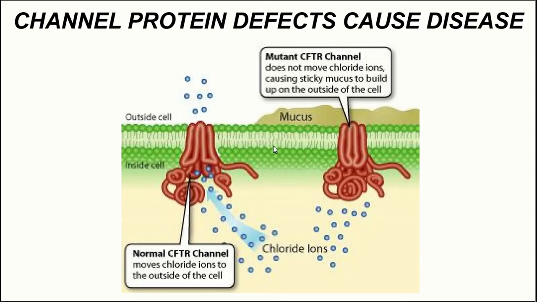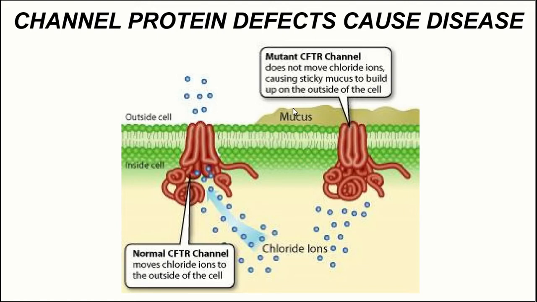However, a defective or a mutant CFTR channel, which is shown here on the right, is unable to move chloride ions to the outside of the cell. And so this means that there is a lack of saline water on the outside of the cell, which causes the buildup of mucus and debris on the surface of these cells, and this buildup of mucus and debris often leads to frequent and chronic infections. And so that's what you see with cystic fibrosis, is that you see often persistent and chronic infections of the respiratory system.